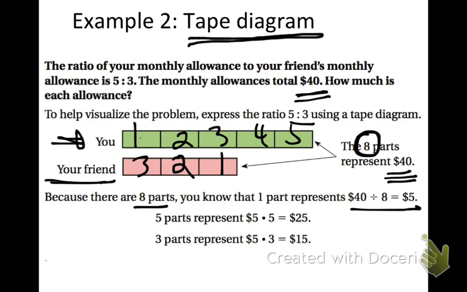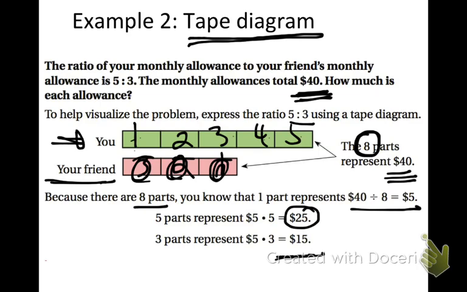So if I have 5 parts, I have $25 because each of these parts was 5. So 5, 10, 15, 20, 25. And if I have 3 parts, my friend has $15 because that's 5, 10, 15. So we can also use tape diagrams to help us once we know the ratios to make our calculations. Don't worry, we're going to try some more of these.